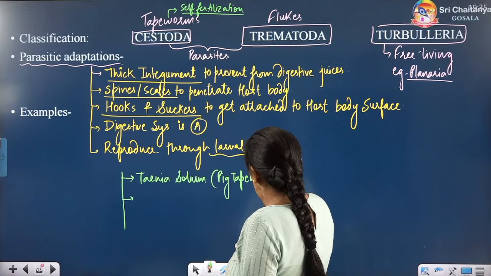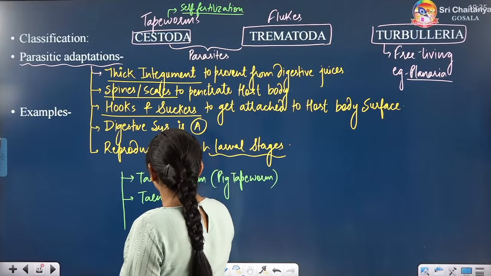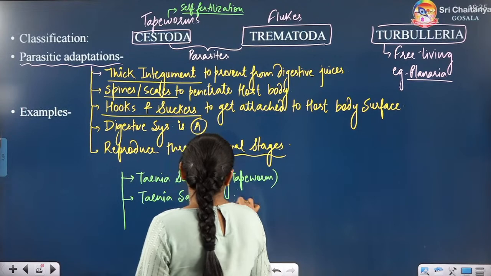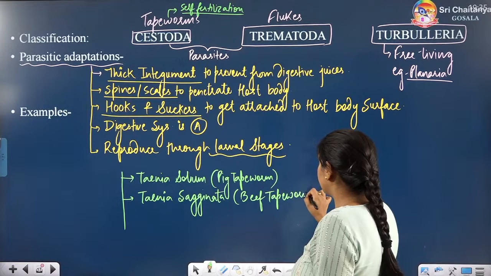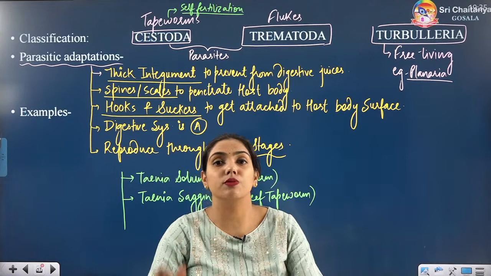Alright, then there is Taenia saginata. It is known as beef tapeworm. Tapeworms are the parasites of the small intestine of man. So they live in the small intestine of man.